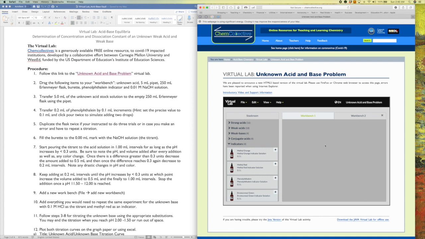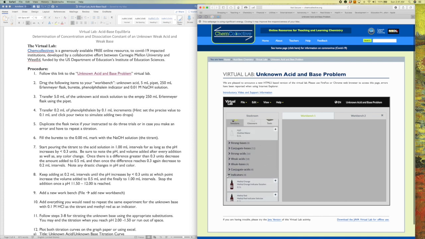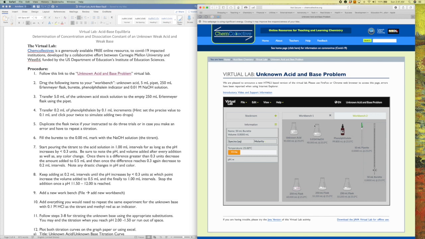And now you have a new bench top. What you can do is, I'm not going to go through the whole thing because you get the idea of what you have to do, but you can put your unknown base, and now you have your unknown base, and you can get all the other material you need. One very important thing is, and then you can go back to the other workbench.